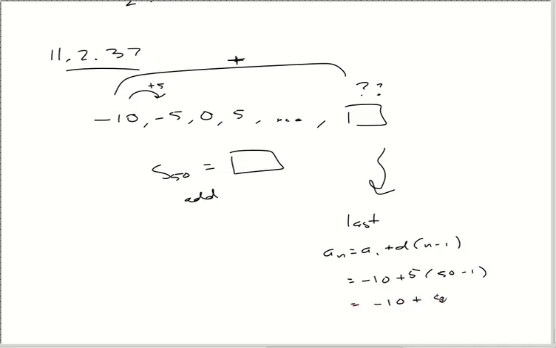And then plus 5 times 49. When you do the math over here, I got 235. Now, that's not your final answer. That's only right here. That's your last term. So now we can actually find it.